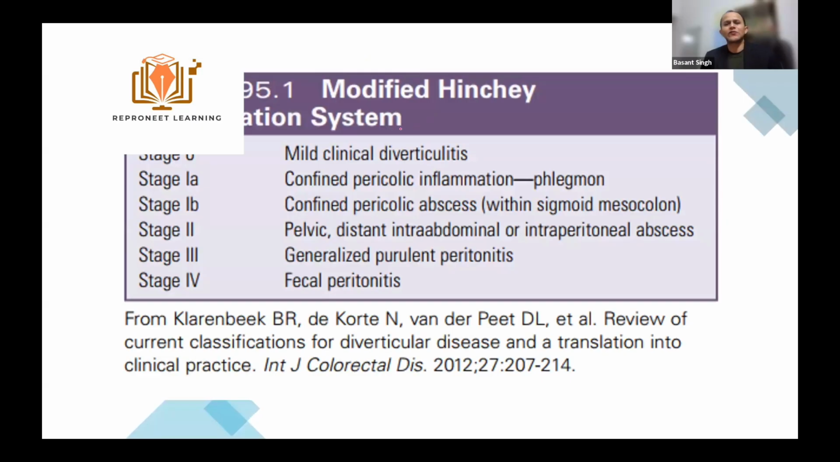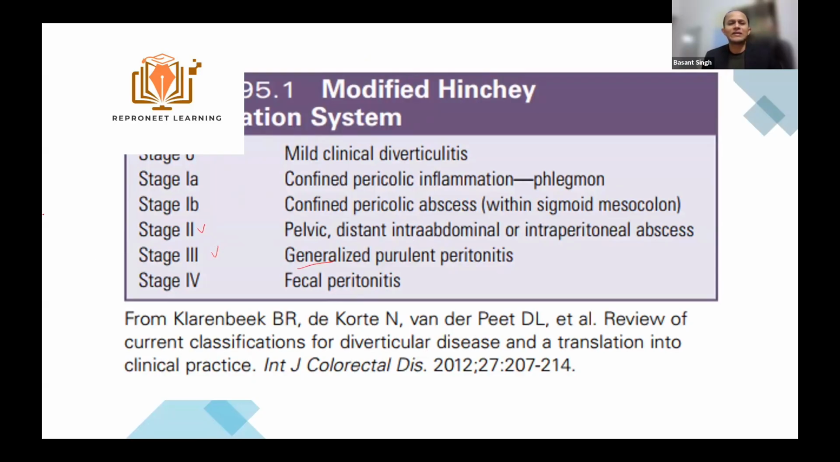So if you have such a type of question, obviously you have to first see the Hinchey classification, and this belongs to either stage 2 or stage 3. But stage 3 is generalized purulent peritonitis. So how to define peritonitis? Do you define peritonitis on the basis of just free air? I don't think so. You have to define peritonitis on clinical signs and radiological signs.